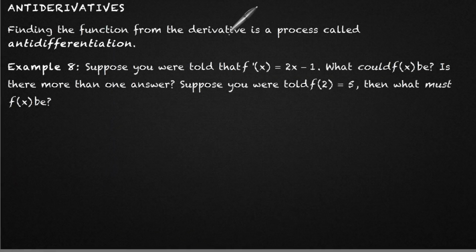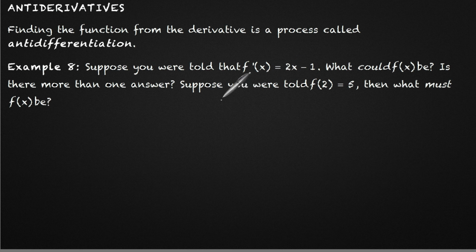Okay, last example here. We want to do something called antidifferentiation, which is basically going to lead us into the idea of an integral. And let's say we are told that f prime of x, the derivative of some function, is 2x minus 1. The question is, what could f of x be? Well, you have to think backwards now. That's why it's called antidifferentiation.